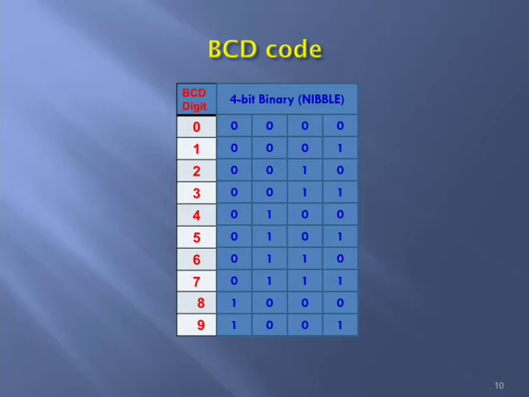So 0 to 9 are represented with the help of their 4-bit binary equivalents. 0 is represented with 0000, next 0001, 0010, 0011, 0100, 0101, 0110, 0111, 1000 and 1001. So these are the 4-bit binary equivalents for the corresponding BCD digits 0 to 9.